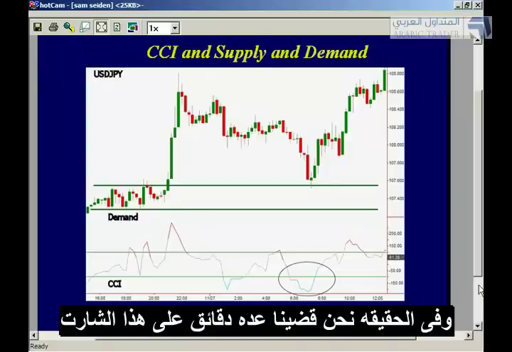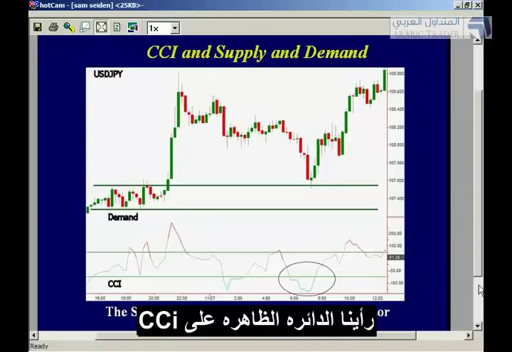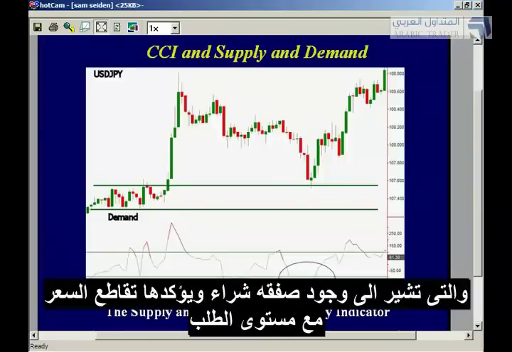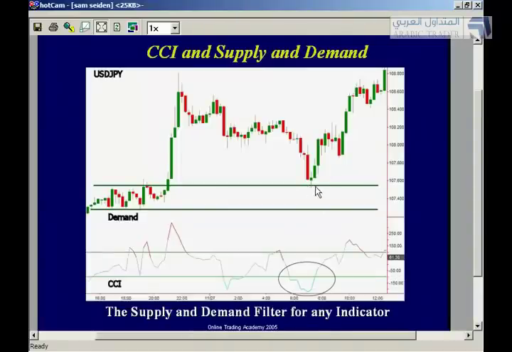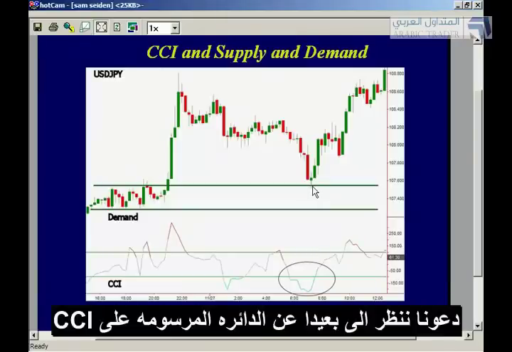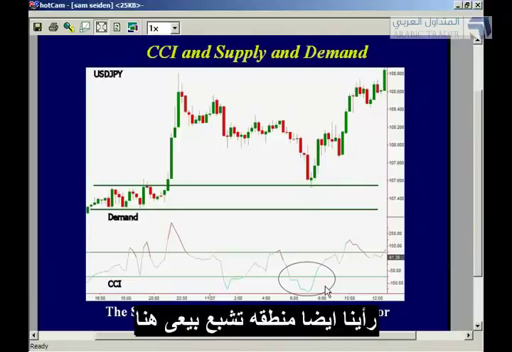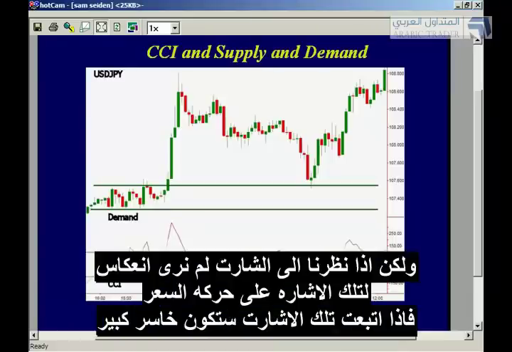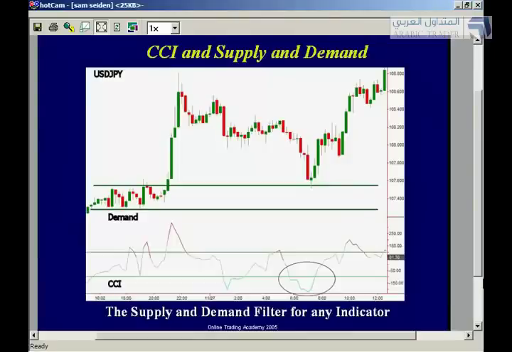In fact, if we spend a few minutes on this chart, you see the circled area on CCI. That buy signal also comes when price on the chart is revisiting the demand level, okay? But look just to the left of that on the CCI. We also got another oversold buy signal there. But if you look up at the chart, that one didn't pay you anything, right? And if you held on to it too long, you were a big loser, okay?